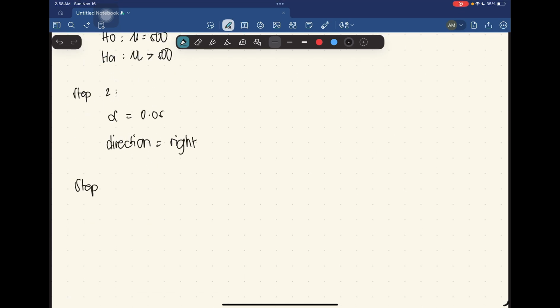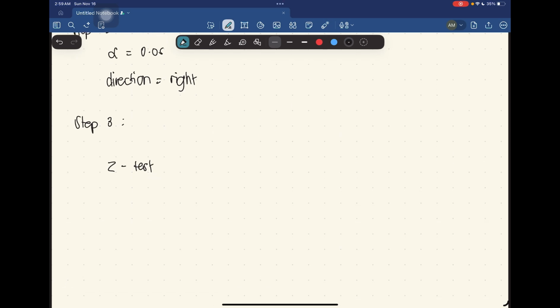Step 3 ay kung ano appropriate test ang gagamitin natin, which is ang Z-test because ang sample size natin is greater than 30. Formula natin para sa Z-test ay Z is equals to computed mean minus hypothesis mean all over population standard deviation divided by square root of sample size.